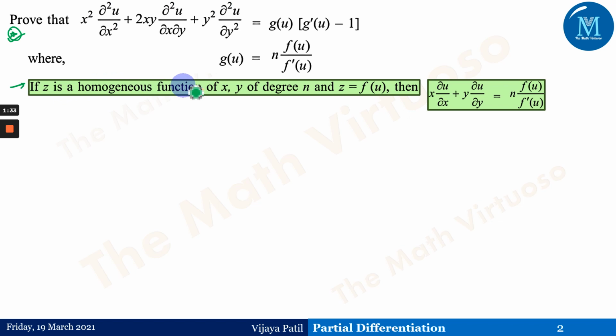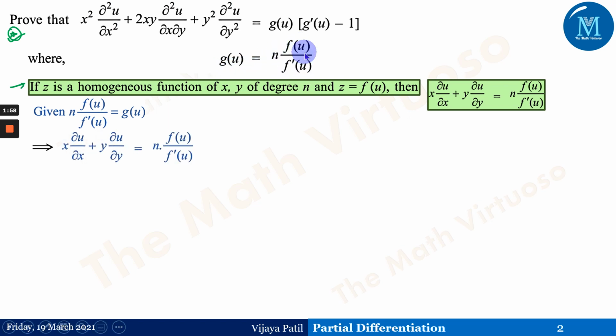If z is a homogeneous function of x and y of degree n, and z is equal to f(u), then x ∂u/∂x plus y ∂u/∂y is equal to n into f(u) upon f'(u). This is the statement of the deduction we are going to use. Here g(u) is equal to n into f(u) upon f'(u), which is given to us.